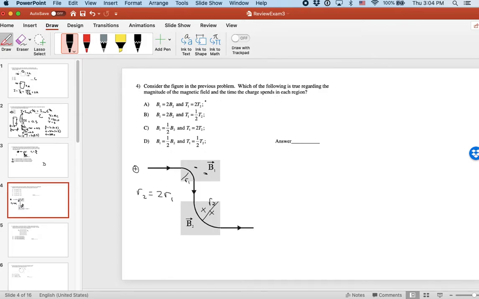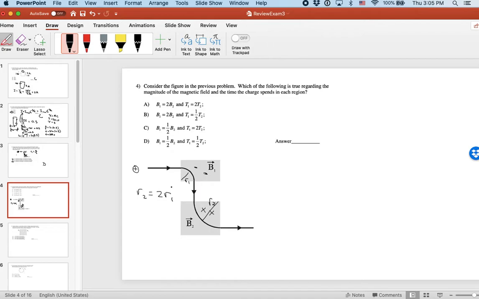I think from the previous problem they tell us this. So we want to find out which is true. We want to understand the relationship between B1 and B2 and T1 and T2, where T is the time. So the time means how long it is spending in the B1 field and how long it is spending in this B2 field.